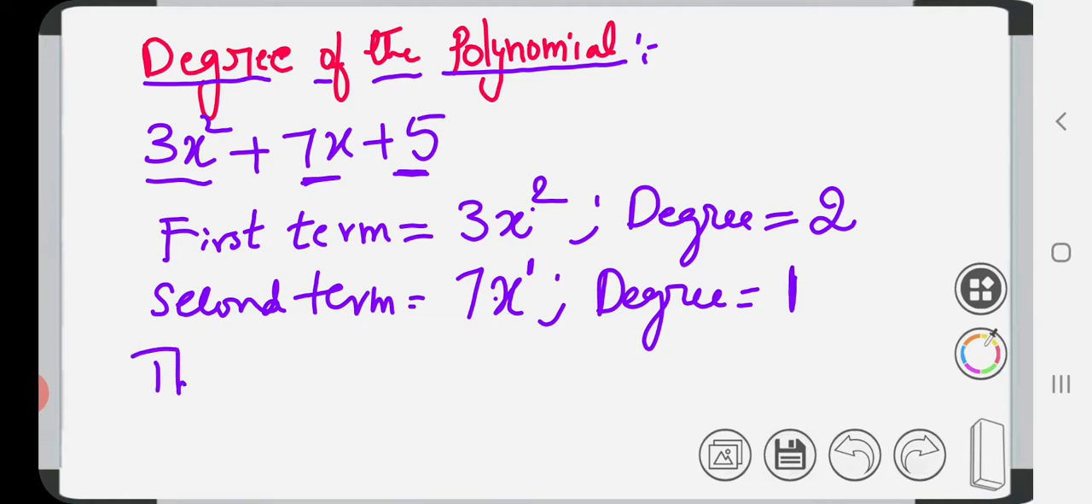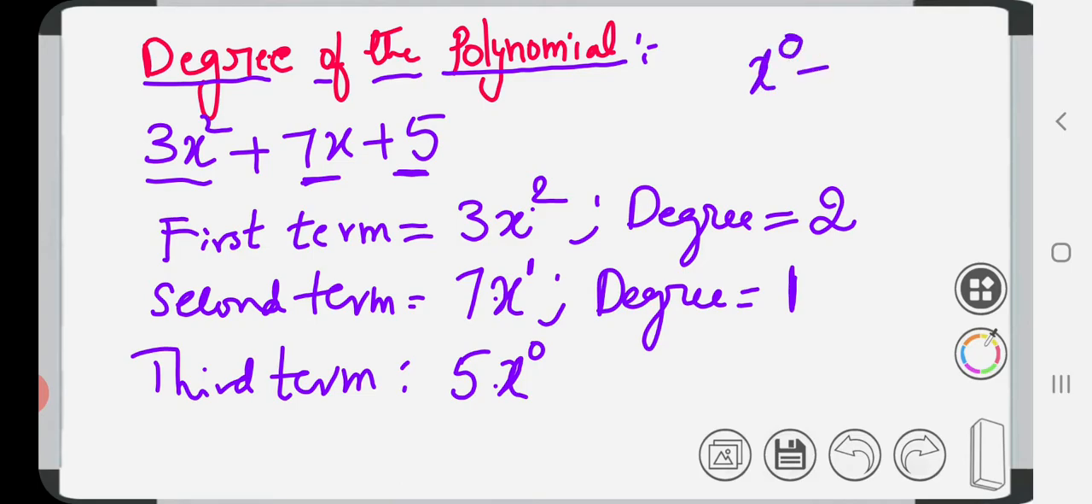And consider the third term. The third term is 5. So, in this case, the variable is not here. So, we can write variable x power 0 because we know that anything power 0 becomes 1. So, 5 is nothing but 5 into 1, and 1 can be written as x power 0. Like that we can write. So, here 5 into x power 0. Therefore, the degree of this term, this constant term, is 0.